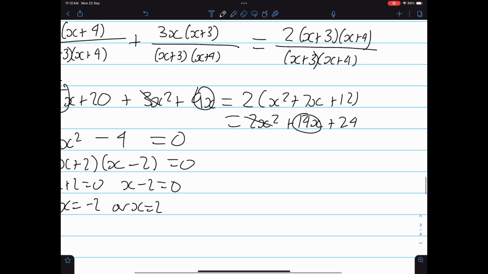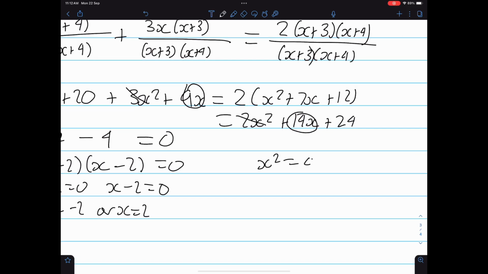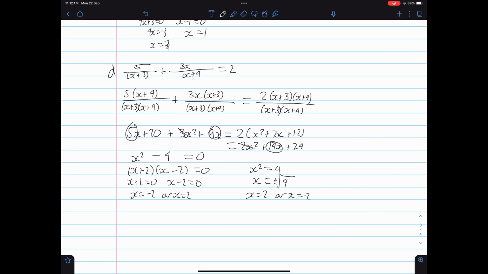The other way you could do it is just say, x squared will now equal 4, so x will equal plus or minus root of 4. X equals 2 or x equals minus 2. Either way is probably acceptable.